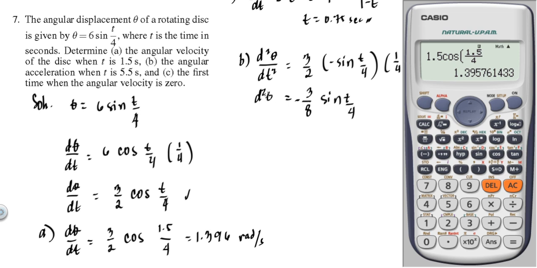So, d square theta over dt square. Ang sabi, when t is equal to 5.5. So, substitute lang natin here. So, the angular acceleration is equal to minus 3 over 8 sine, then this is 5.5 over 4. Okay. So, let's compute this.